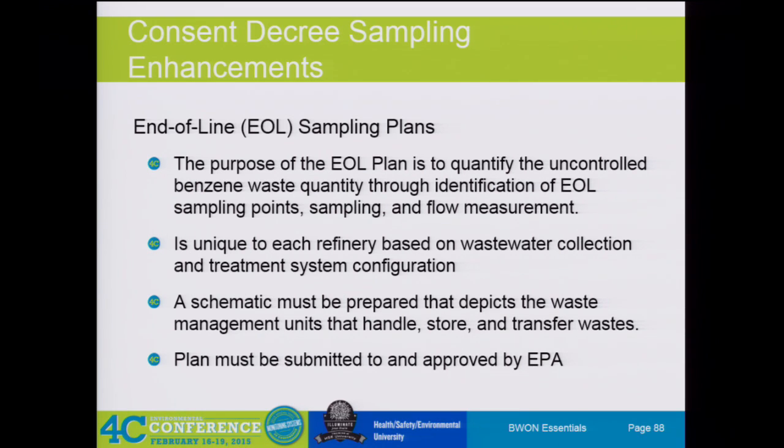Who has an approved EOL plan? Did you get a letter back from the EPA? Oh, winner. It's very rare for the EPA to actually approve the end of line plans. I don't know what it is, or maybe they ran out of time, maybe they like the stack of paper in the corner of their desk. But it's very rare to actually have an approved EOL plan. That does not mean you do not have to follow your end of line plan. You follow it as if it is actually approved.